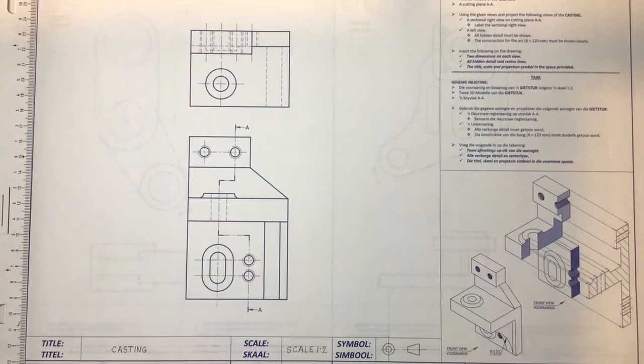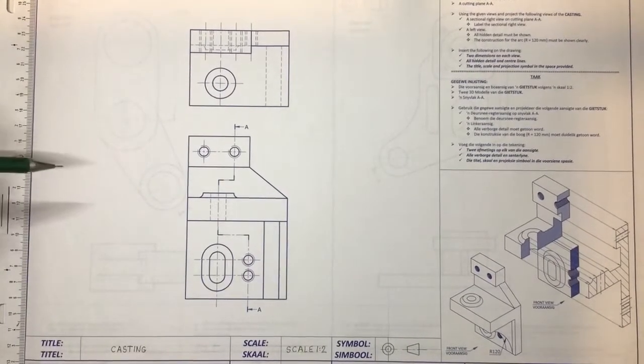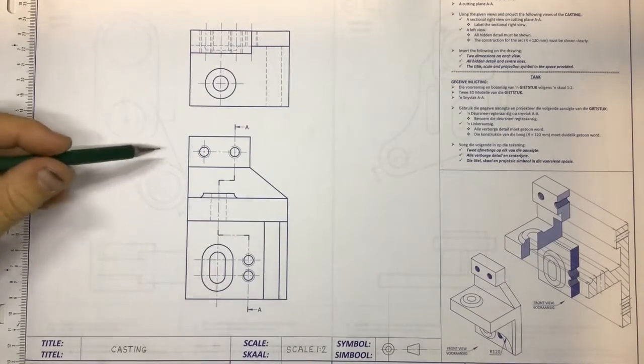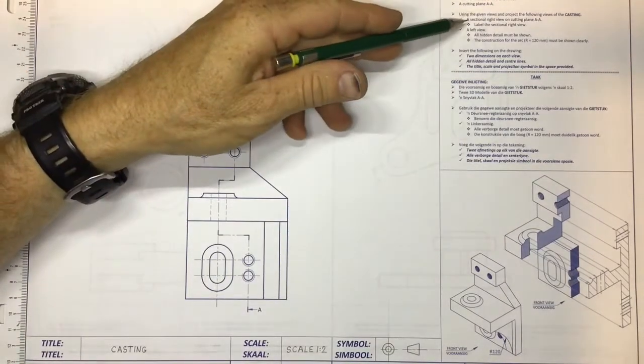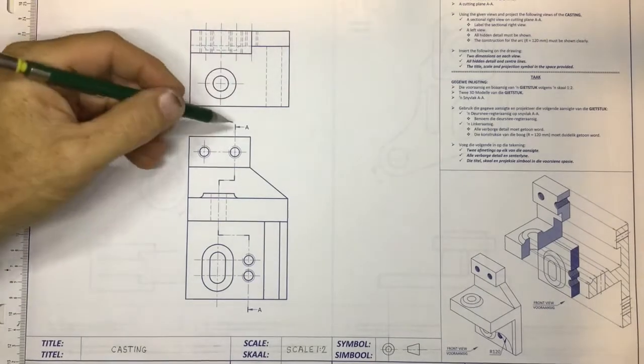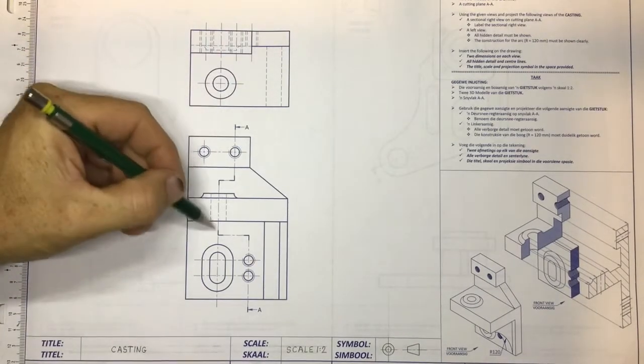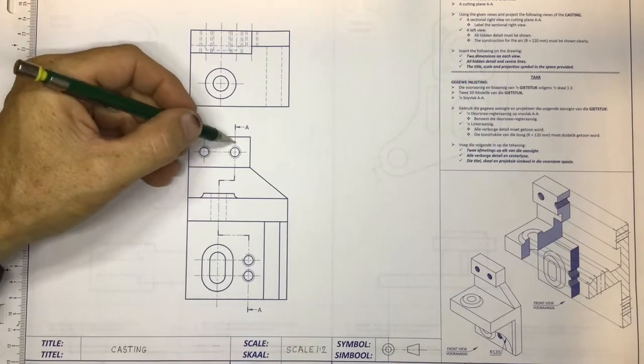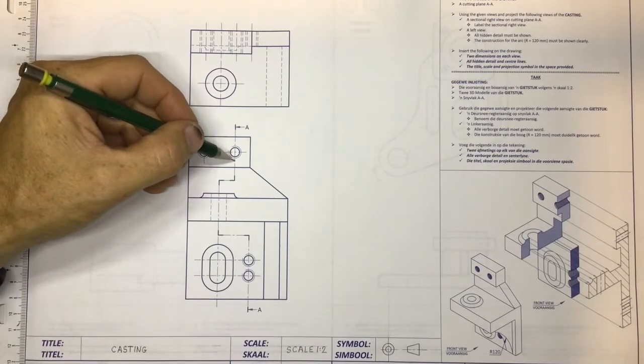All right, we're going to be looking at doing the third angle orthographic projection of the two missing views over here. They've asked us to draw a sectional right view on the cutting plane AA. You'll see that that cutting plane is a bit of a weird cutting plane. It doesn't go straight through. It's trying to show you detail of that threaded hole over there.